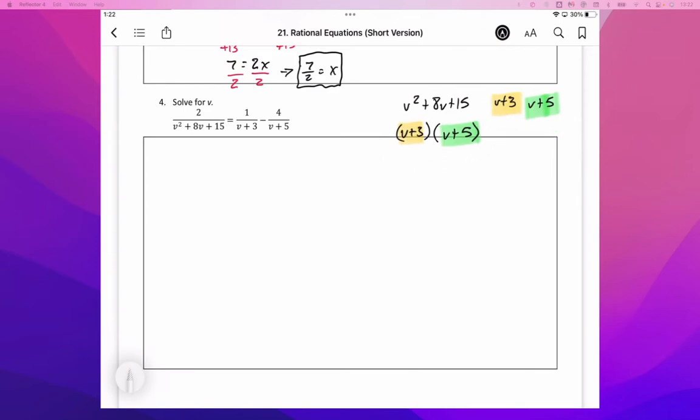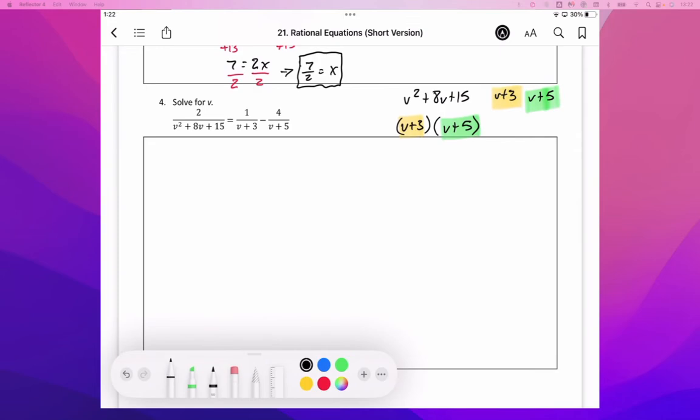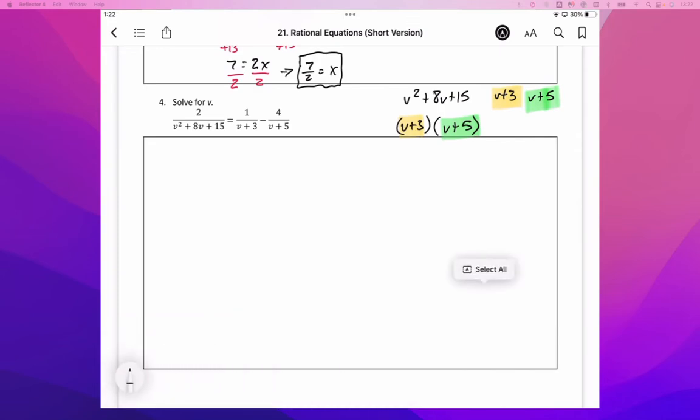So first of all, I will say I'm sorry about number 4 because it's pretty rough. And so with that, let's get going. So we're going to multiply everything again by v plus 3 times v plus 5. And I'm going to leave that in factored form because it will help me later when I go to do the canceling. And so that gets multiplied by 2 over v squared plus 8v plus 15.